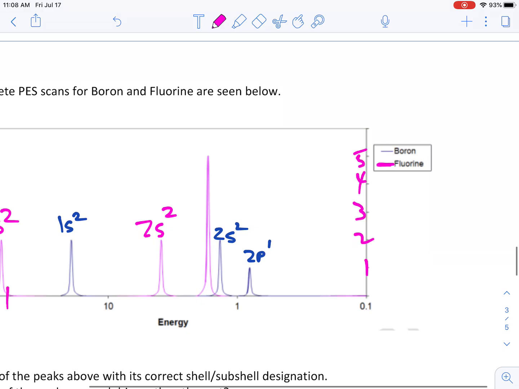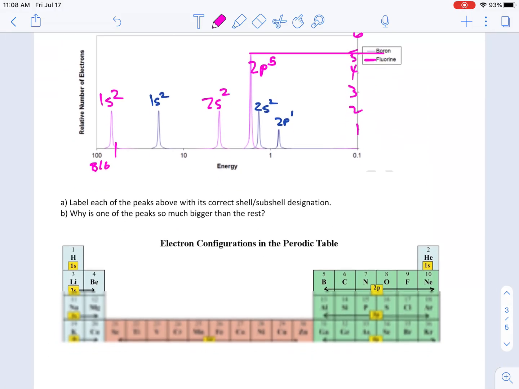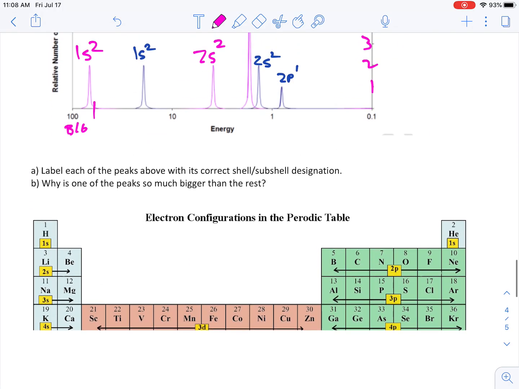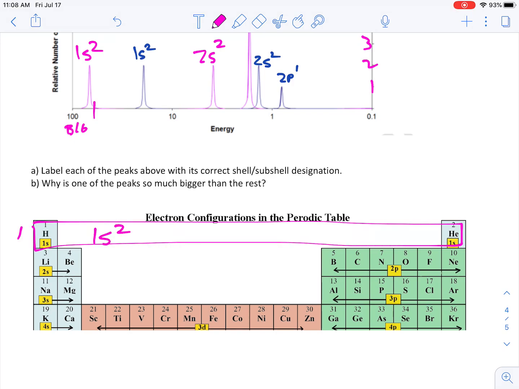And then how far up do we get? Let's see, 1, 2, 3, 4, 5, and 6 here. This one is only apparently making it up to about level 5. So that's 2p5 here, which again makes sense because here's your first energy level.